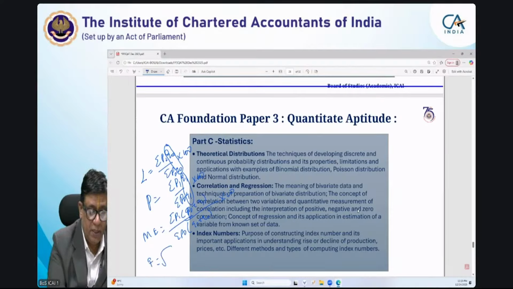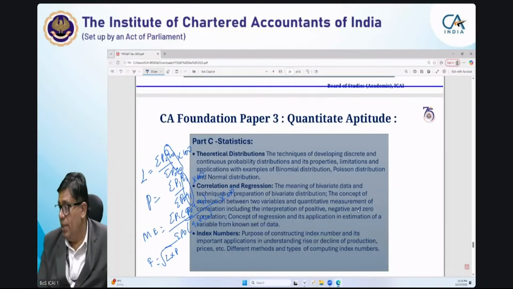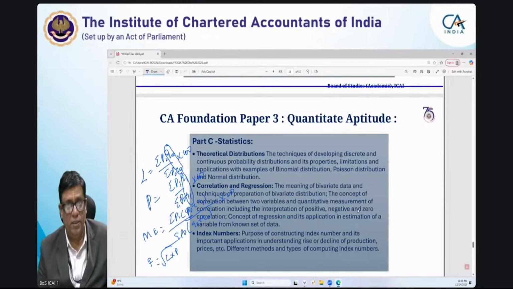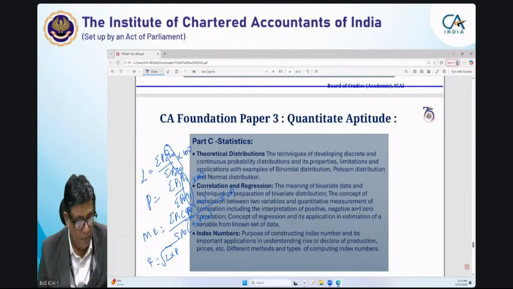Fisher's index number is the geometric mean of Laspeyres and Paasche's index numbers. And you have the weighted average of price relatives method also, which is given in the formula in the study material. The relative means Pn by P naught, that is the current year price to base year price, that we have to compare.